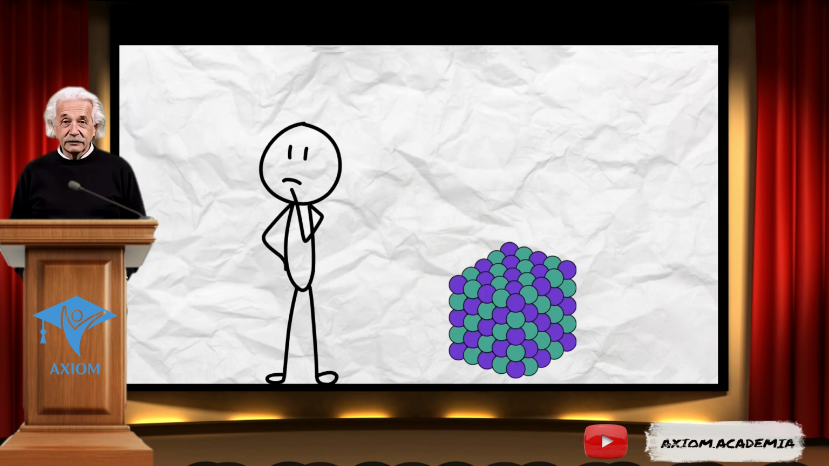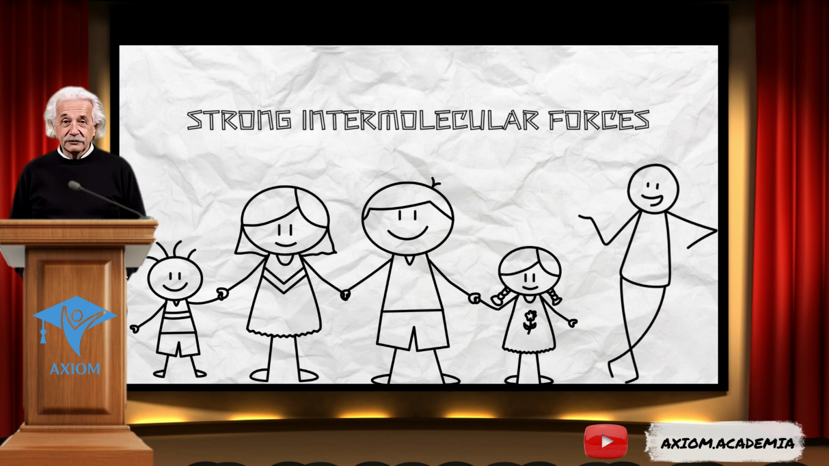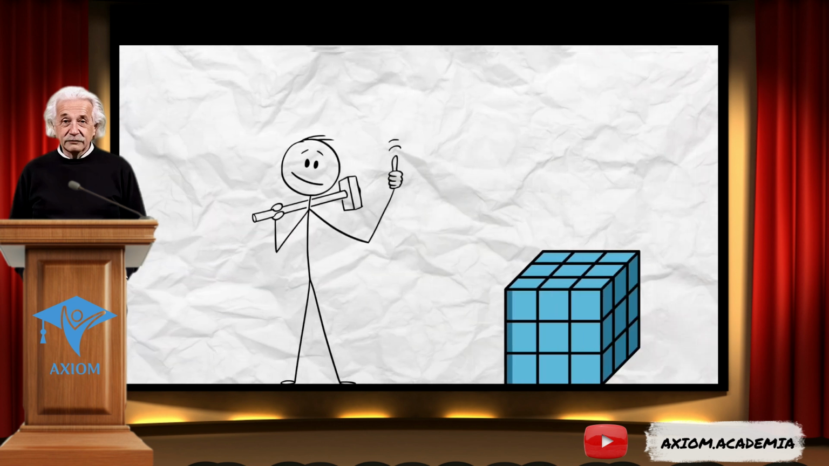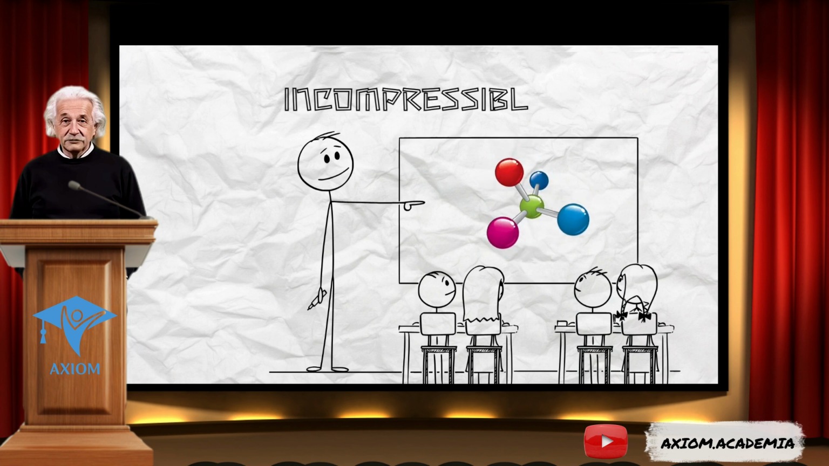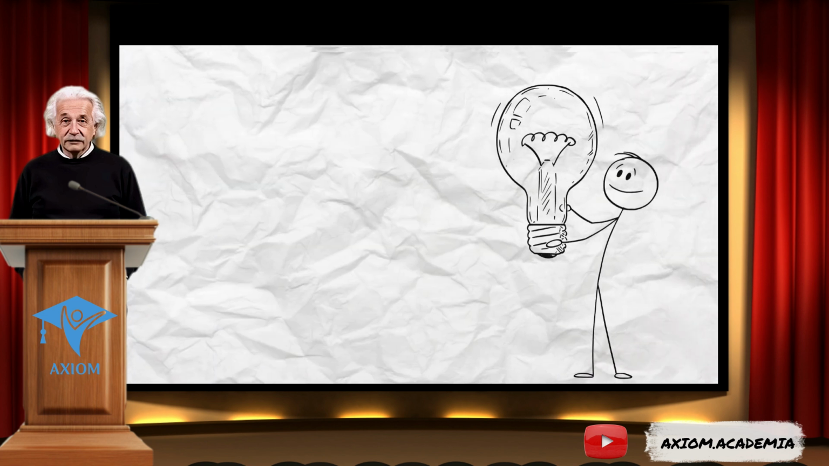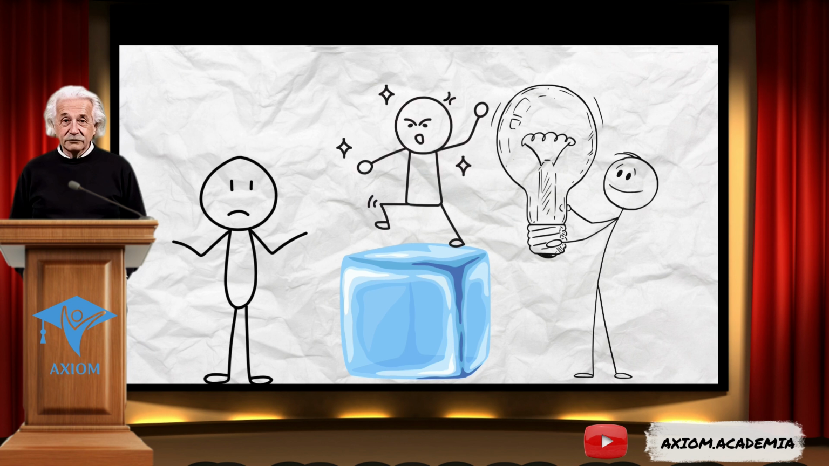In solids, molecules are arranged closely and in an orderly fashion, and strong intermolecular forces maintain their shape and volume. These molecules vibrate around their equilibrium positions, but are essentially incompressible. This explains why a block of ice resists deformation when an external force is applied.